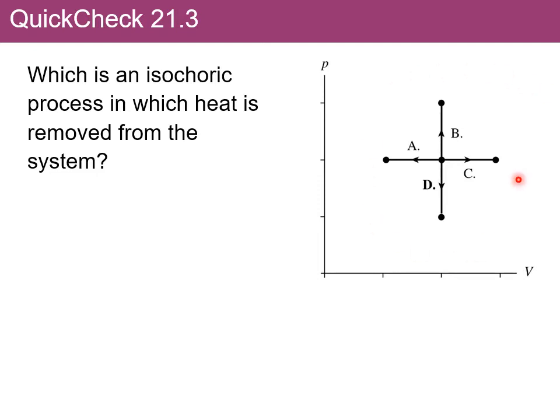Which is an isochoric process in which heat is removed from the system? A, B, C, or D. Since no work is done in the isochoric process, and we want the case where heat is removed from the system, then the change in internal energy should be negative. Case D represents an isochore, where the temperature will decrease.